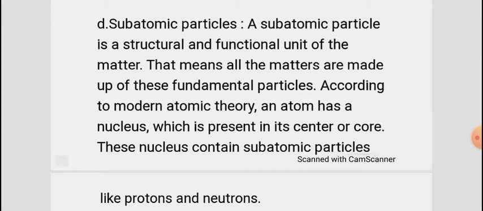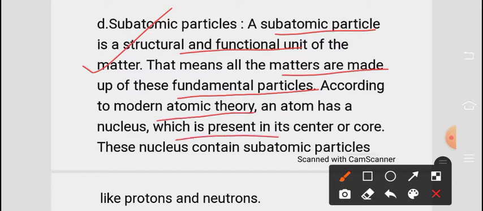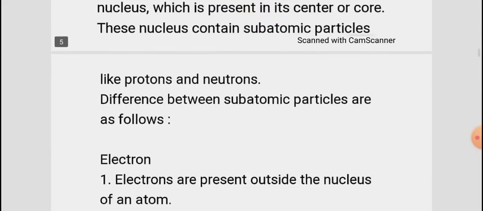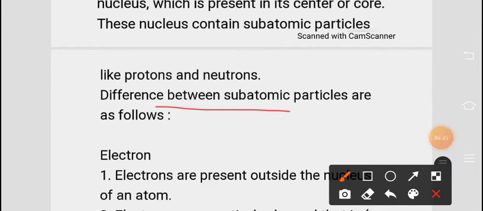Now next is subatomic particles. A subatomic particle is a structural and functional unit of matter. That means all matter is made up of these fundamental particles. According to modern atomic theory, an atom has a nucleus which is present in the center, or we can say the core. This nucleus contains subatomic particles like protons and neutrons. Differences between subatomic particles are as follows.